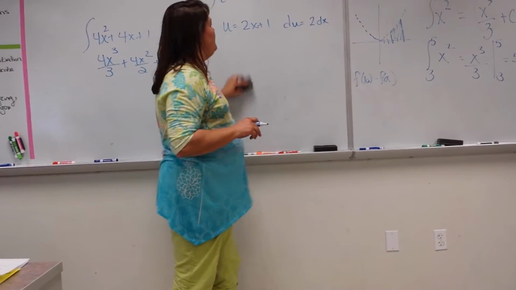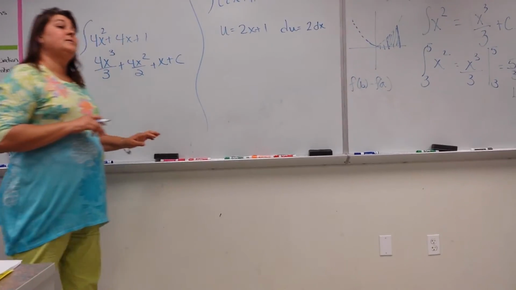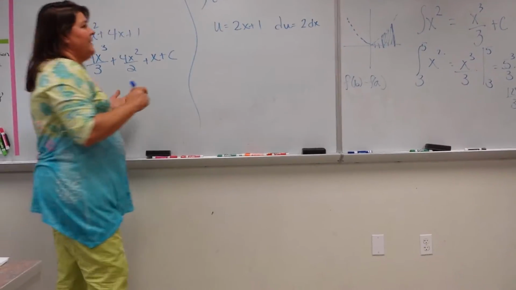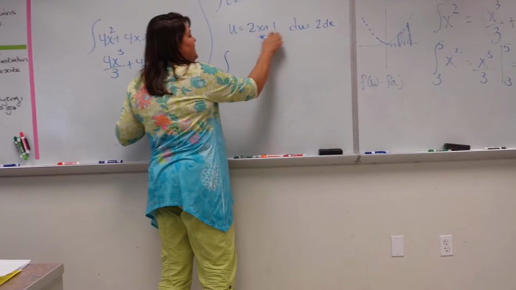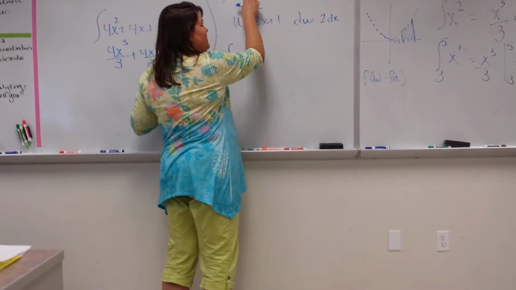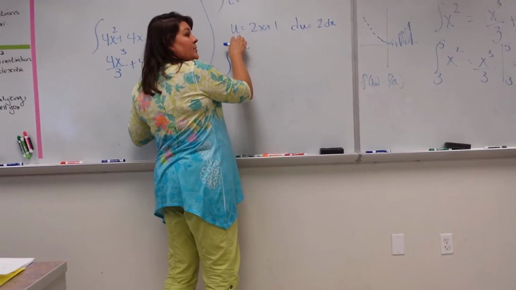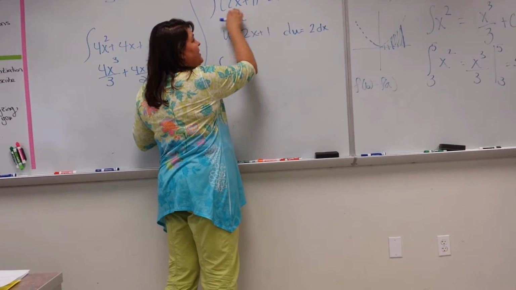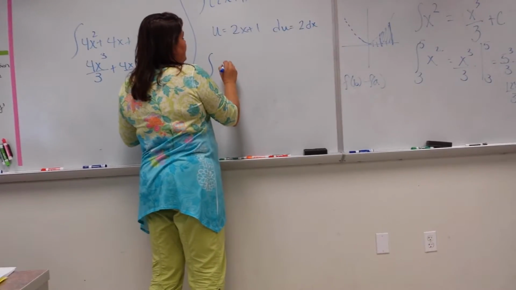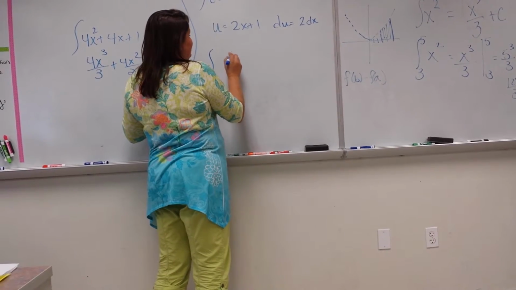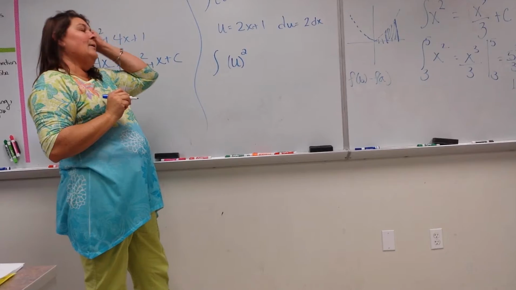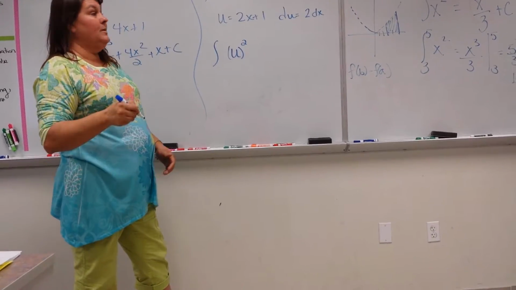So right now I have a u and a du situation. Ultimately, my goal is to rewrite this original problem in terms of u only. So I'm looking at this, I have 2x plus 1, and 2x plus 1 is u. So we're going to put u here. So it's going to be u squared.